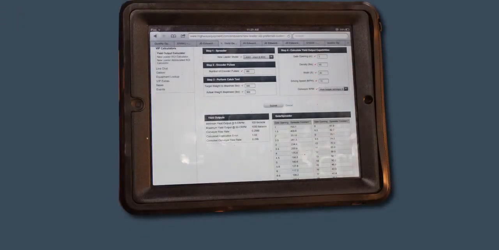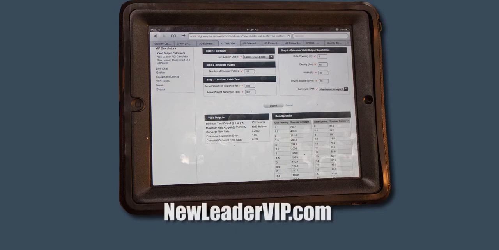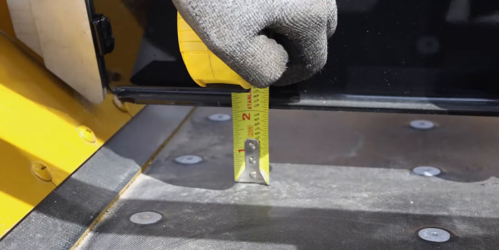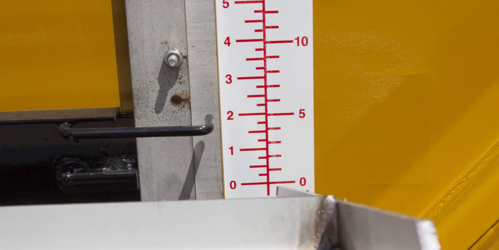Next, set the feed gate to deliver the required rate of material per acre. Set the gate opening based on your desired rate per acre according to the yield output calculator on newleadervip.com. All feed gates should be level and the indicator reflecting the actual feed gate opening, if equipped.